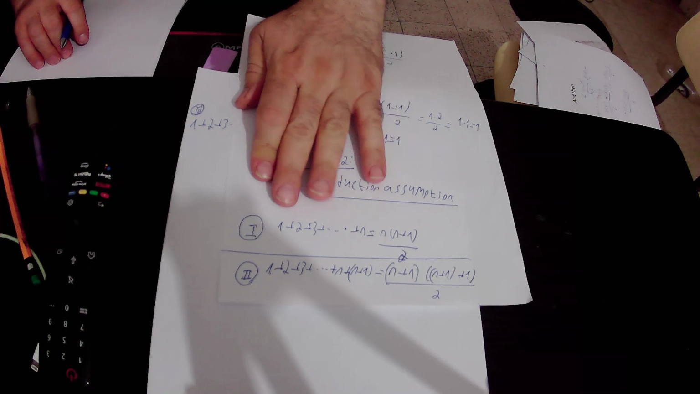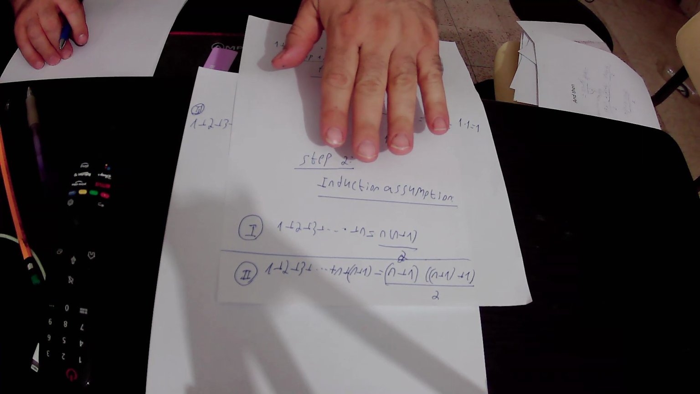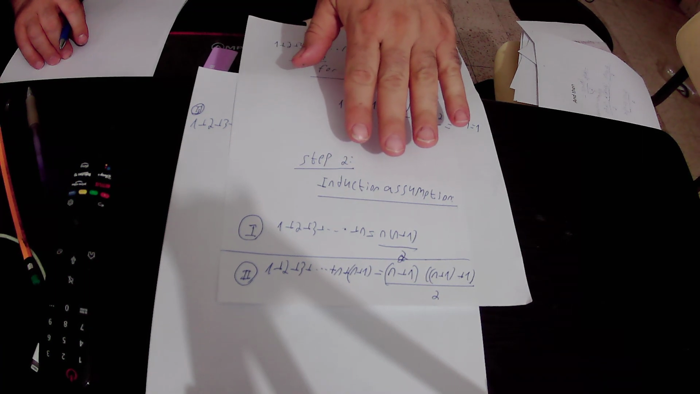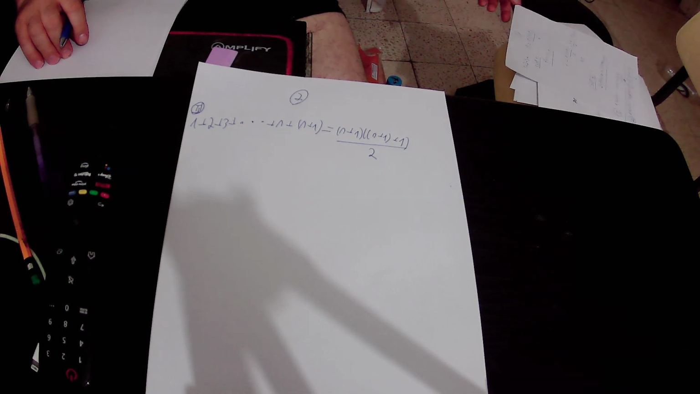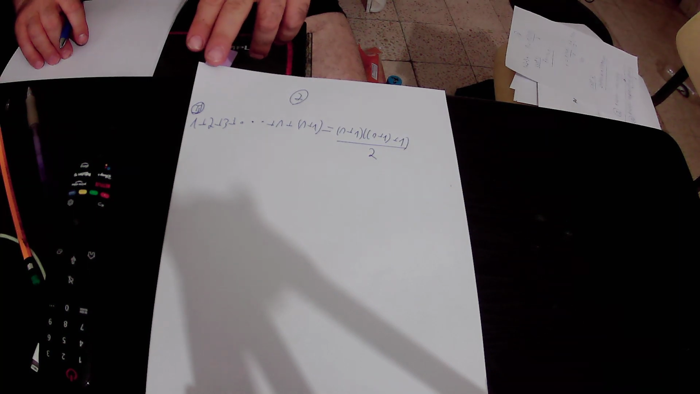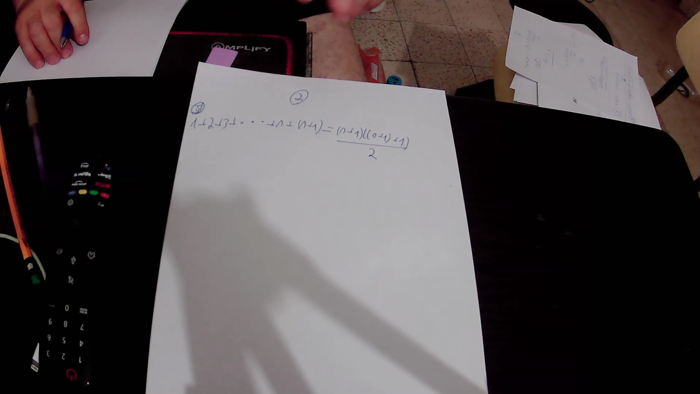This is the induction assumption, that 1 plus 2 plus ... plus n equals to n times n plus 1 divided by 2. That is our assumption that this is true for n. And then we have to prove the claim for n plus 1, because it is 1 plus 2 plus 3 plus ... plus n plus 1 equals to n plus 1 times n plus 1 plus 1 all divided by 2. Okay, so that's what we need to prove.